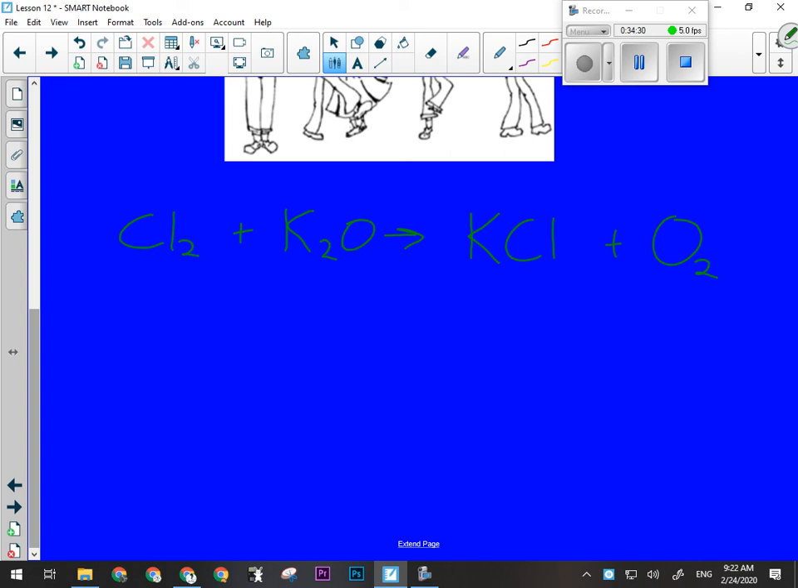And then I would have to make sure this is all balanced. How many potassium are on this side? 2. How many are over here? Just 1. So I have to put a 2 there. Now I have 2 potassium, but I also have 2 chlorine. Go back over here. I've got 2 chlorine. Now is my equation balanced? No, it's not. So let's try that again.